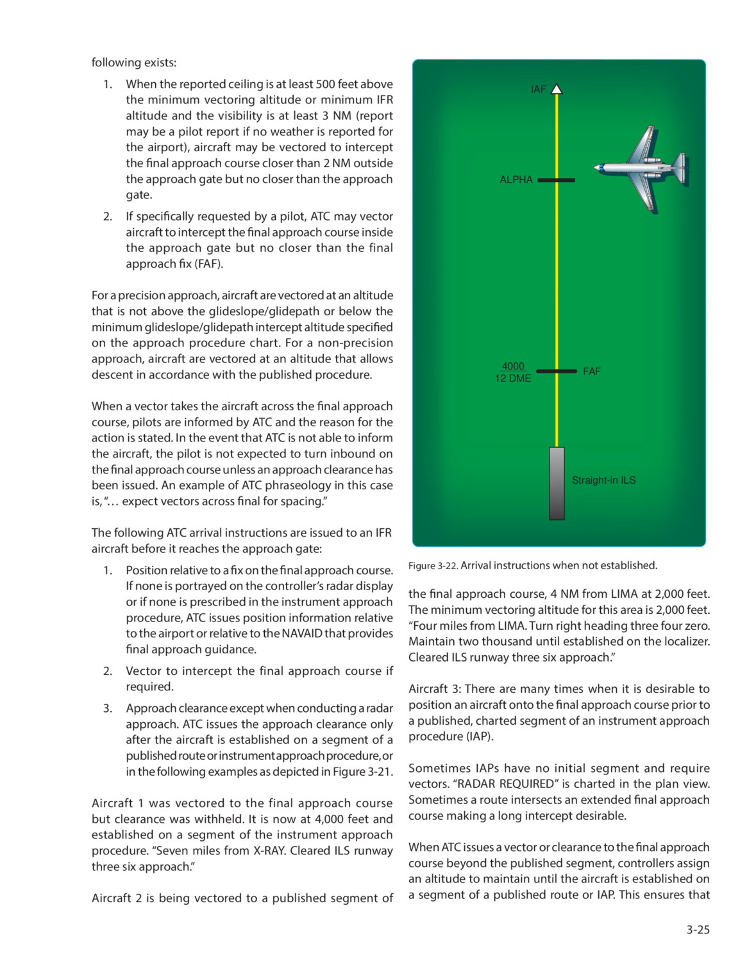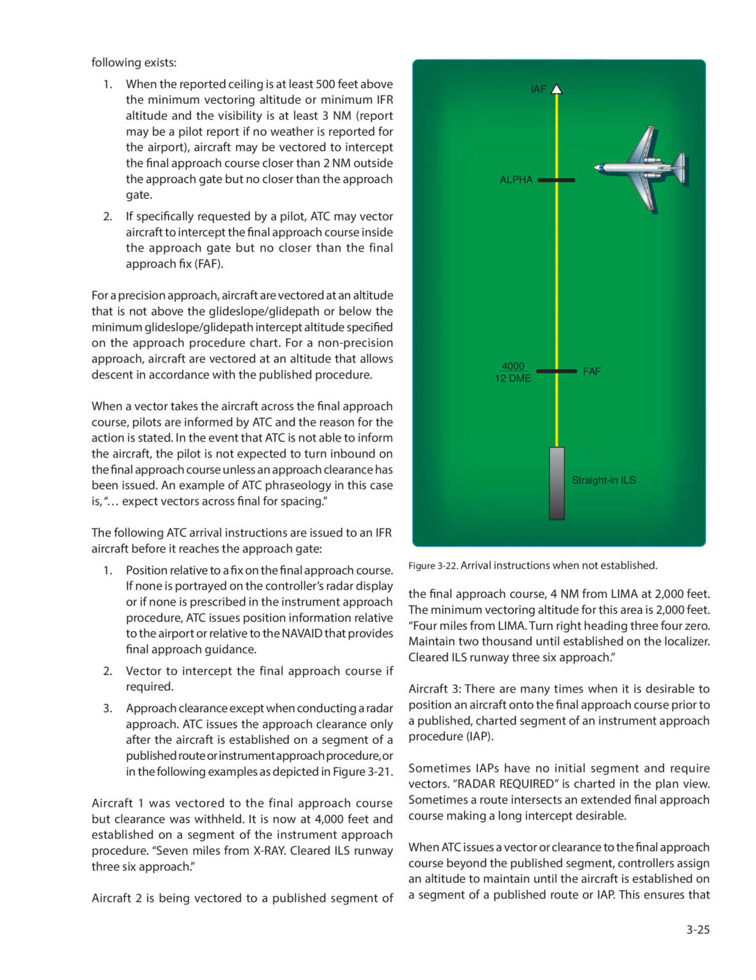Aircraft 1 was vectored to the final approach course but clearance was withheld. It is now at 4,000 feet and established on a segment of the instrument approach procedure. "7 miles from X-ray. Cleared ILS runway 36 approach." Aircraft 2 is being vectored to a published segment of the final approach course, 4 nautical miles from Lima at 2,000 feet. The minimum vectoring altitude for this area is 2,000 feet. "4 miles from Lima. Turn right heading 340. Maintain 2,000 until established on the localizer. Cleared ILS runway 36 approach."